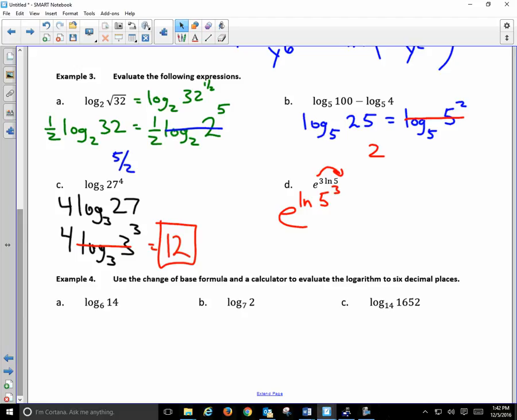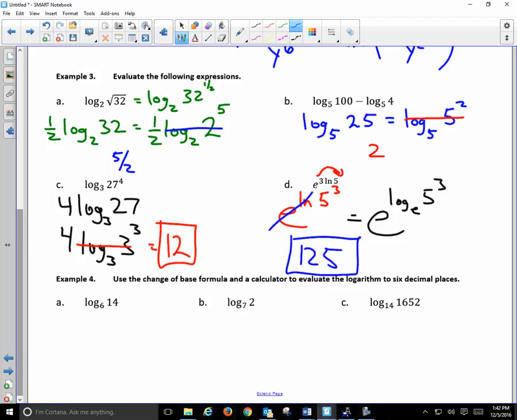I took 4 times 3 because log base 3 of 3 to the 3rd is 3. And this is 4 times whatever that is. Good question. So natural log can be written like this. This could be written as e to the log base e of 5 cubed. And so these are equivalent expressions. And as you see, base e and log base e are inverse operations, so they can cancel. 5 to the 3rd is 125. That's your answer.